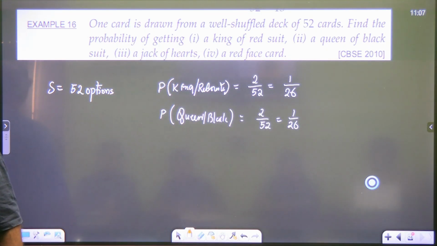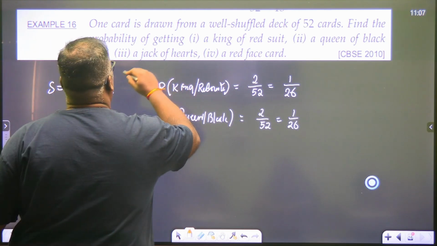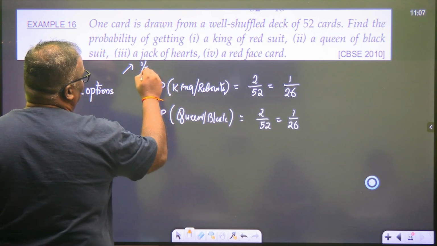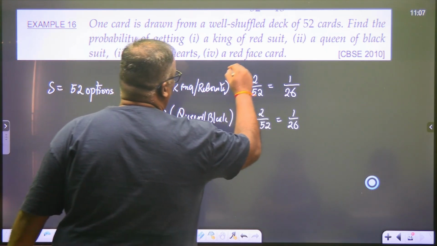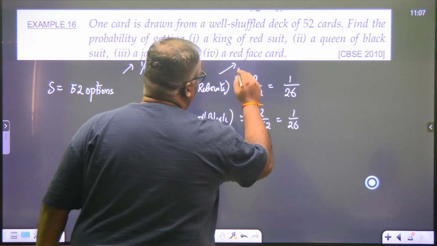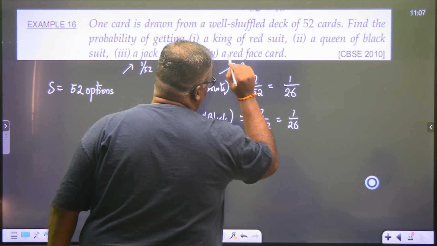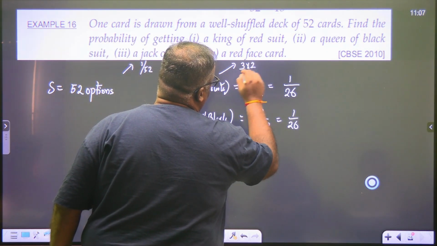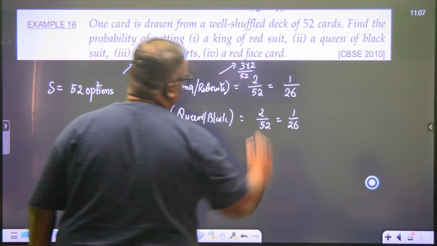ये देखो, ये भी वही करता है, 2 by 52, 6 by 52 ऐसे लिख के जा रहा है. Decode the problem and then do. How many face cards? So did you understand how to solve this one? Jack of hearts is only 1 card, which would be 1 upon 52. A red face card means there are 3 face cards per red suit. There are 2 red suits divided by 52, which is 6 by 52.